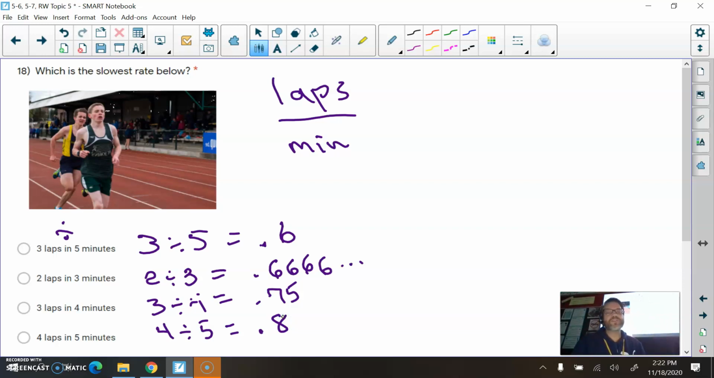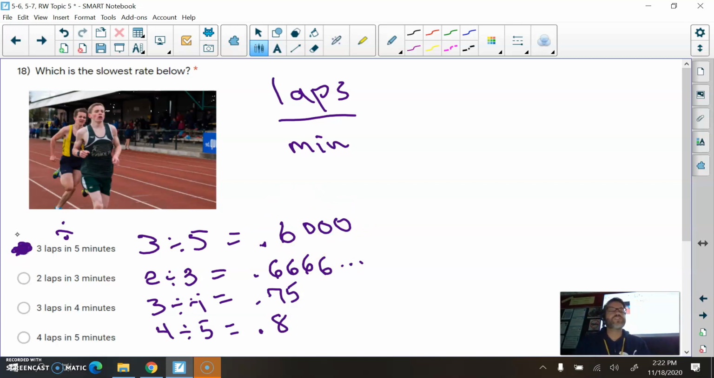Well, it's the one that would be the smallest, the fewest number of laps per minute. And that would be 0.6. See, 0.6 is really 0.6000. You can keep adding zeros forever. This one is 0.6666. So yeah, this one is the slowest, 3 laps in 5 minutes.